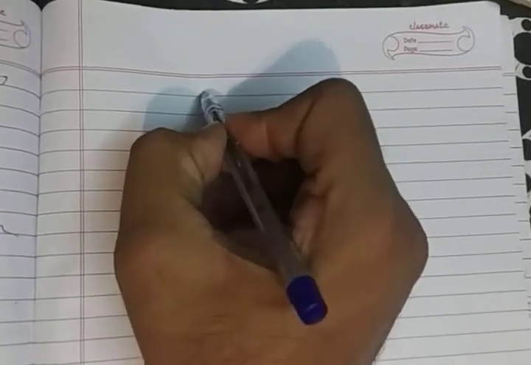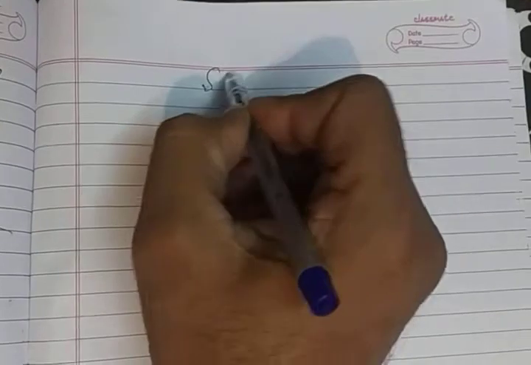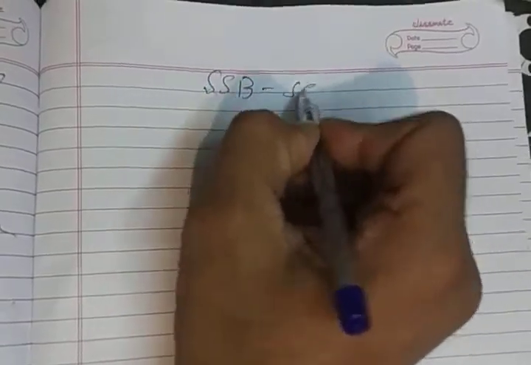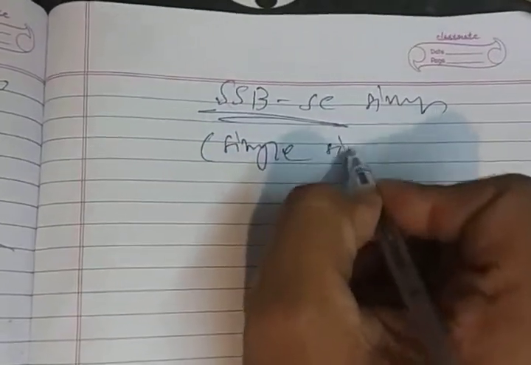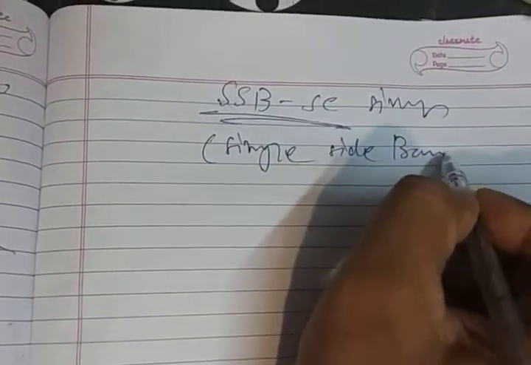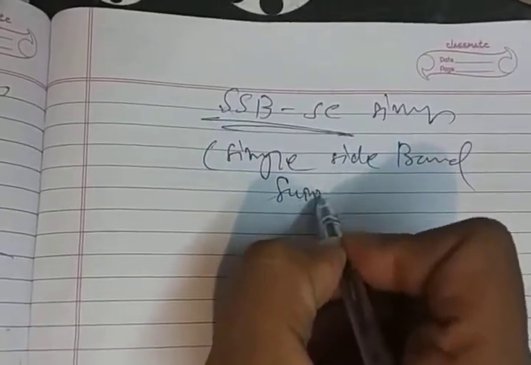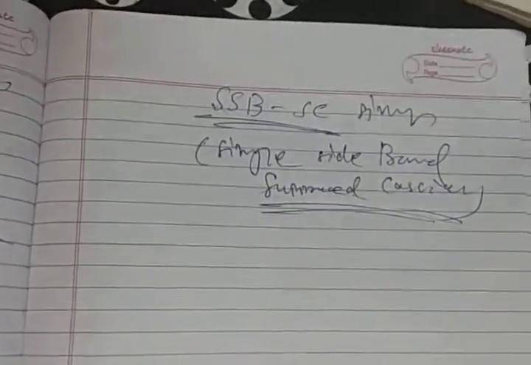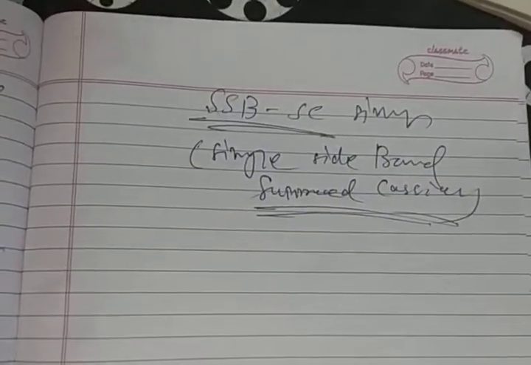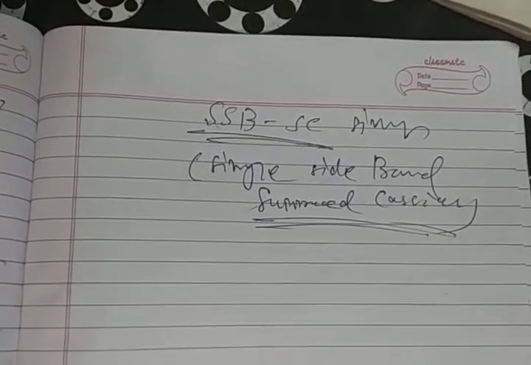We see the technique of generation of SSB-SC signal. SSB-SC means what? Single sideband suppressed carrier, which means only a single sideband is transmitted through the transmitter. The carrier and the other sideband are eliminated.